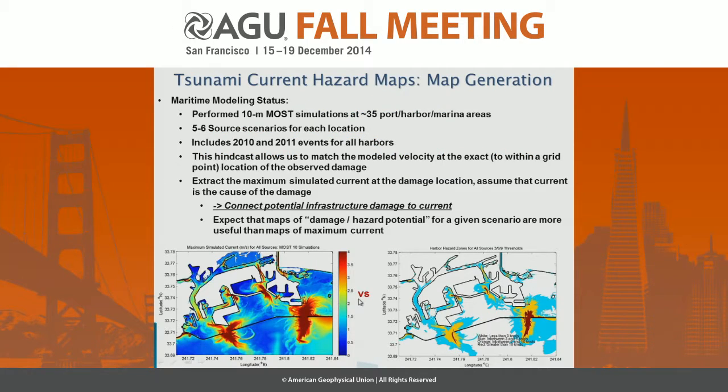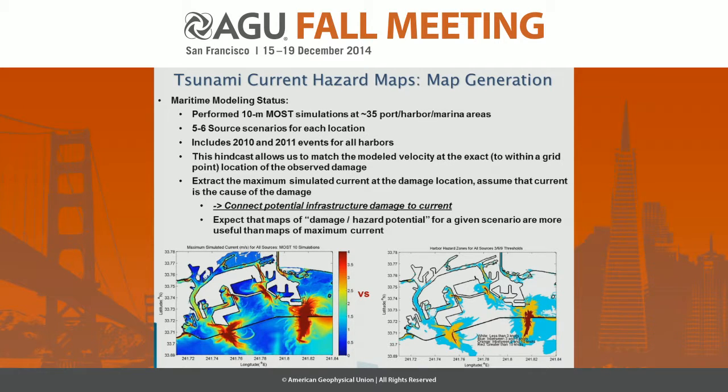So what is our current maritime modeling status in the state of California? Well, we've performed 10-meter resolution simulations at about 35 harbor areas across the state. This is many more than 35 marinas, but 35 general areas across the state. For each of these, there are 5 to 6 source scenarios, and in that 5 to 6, we've included the 2010 and 2011 events for all the harbors. This allows us to go back and hindcast the currents throughout the harbors and to match the predicted currents with the observed damages.